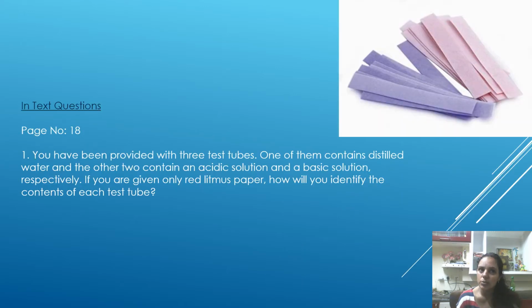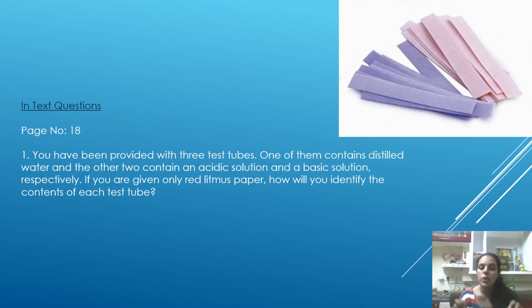So I'm going to introduce this chapter with an index question which is represented on page number 18 of your textbook. You have been provided with three test tubes. One of them contains distilled water, and the other two contain an acidic solution and a basic solution. The acidic solution is not directly an acid, but an acid which is dissolved in water, which is very dilute. And the other one is a basic solution, that means a base is dissolved in water.